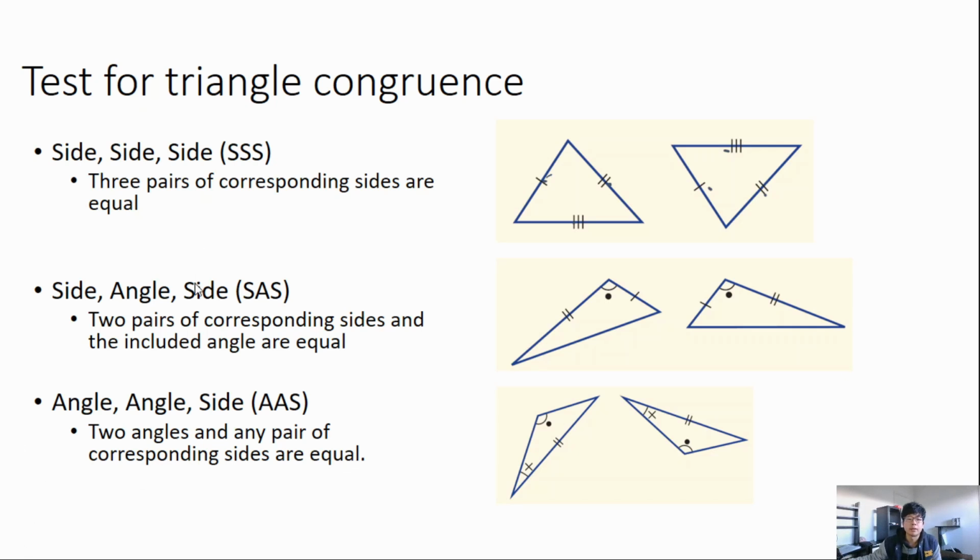Next test is side, angle, side, or SAS, and this is when two pairs of corresponding sides and the included angle are equal. So there's two pairs of sides here. These are the same, and there's one angle there that's the same as well. So this will be congruent as well.